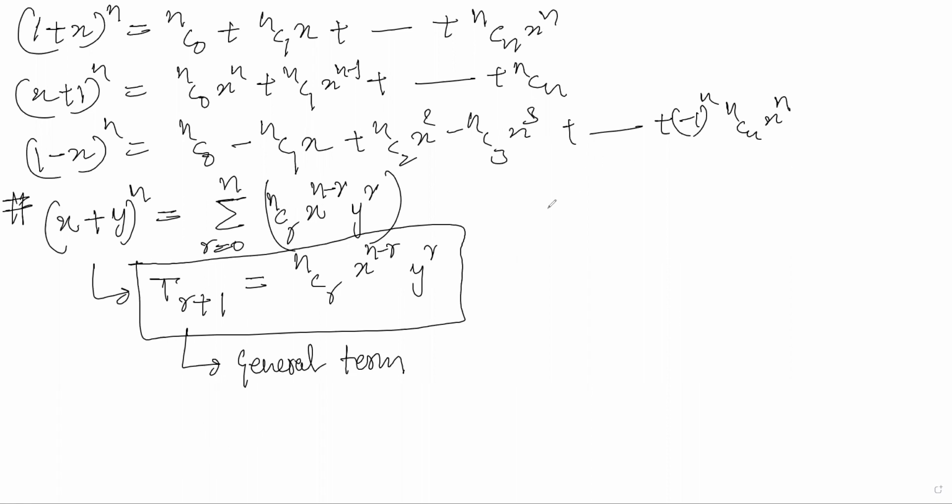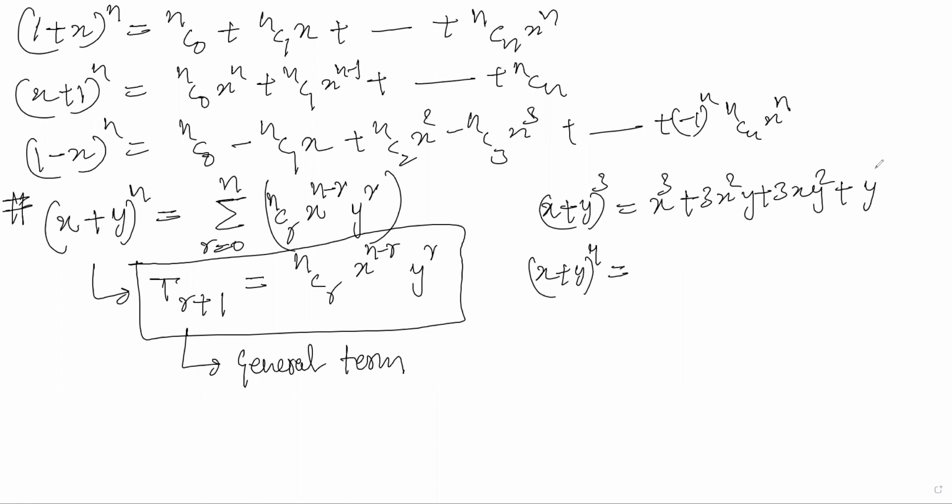Now let's say I want to actually first expand these 3 expressions. They'll be helpful. So this can be written as x cube plus 3x square y plus 3xy square plus y cube. Now if I talk about this, so this will be x to the power 4 plus 4x cube y plus 6x square y square plus 4xy cube plus y to the power 4, right?